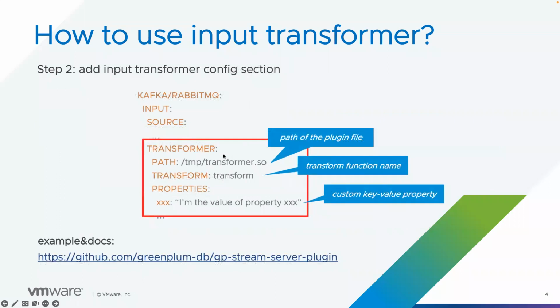And in the second step, we add the transformer config under the Kafka or RabbitMQ input section. Here you can update the path, transform, and properties. Path will have the plugin path that was built from the first step. If the path is not found, the job will fail in the prepare stage. Transform contains the transform function name. Properties are some custom key value pairs that will be passed to the transform function. You can get them with get property, and you can find more examples and documentation in this repository.